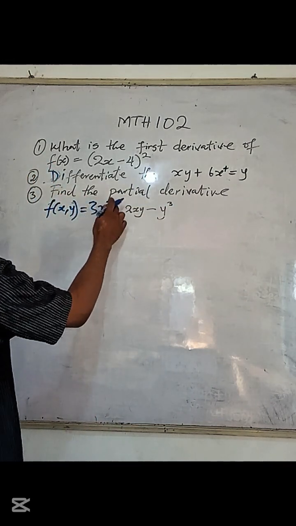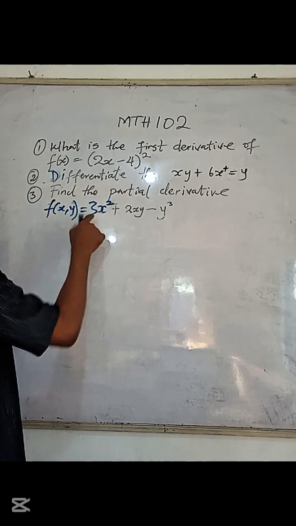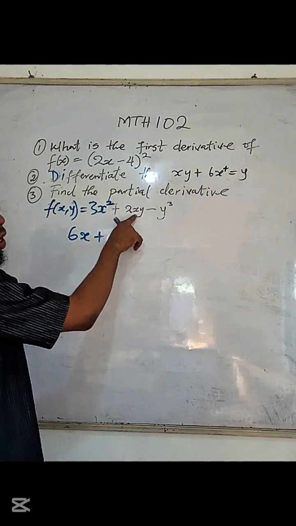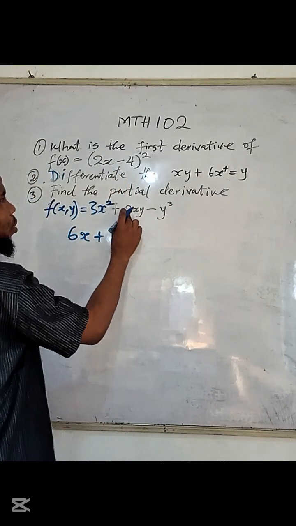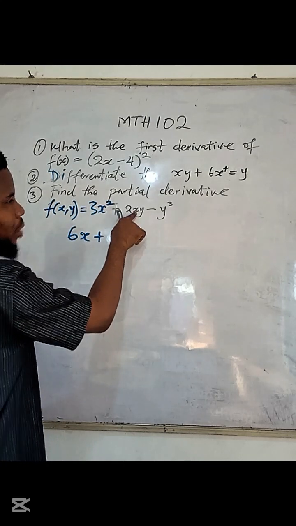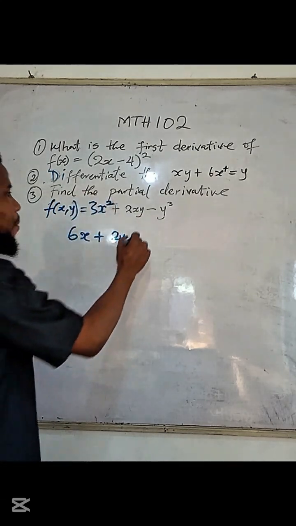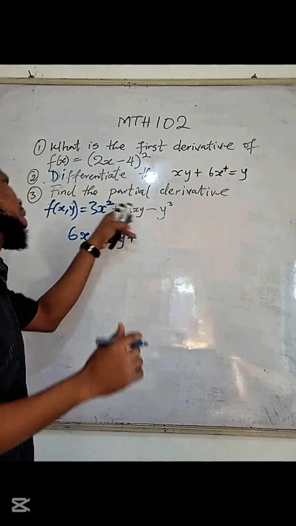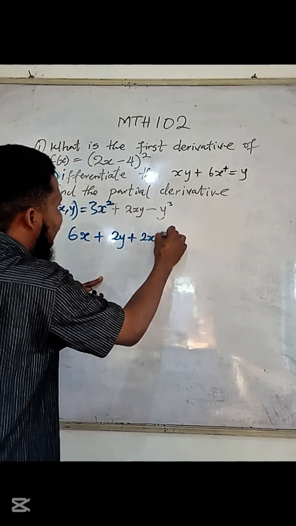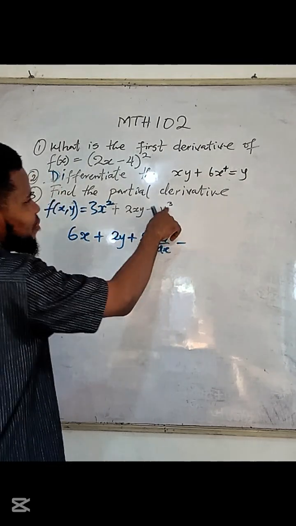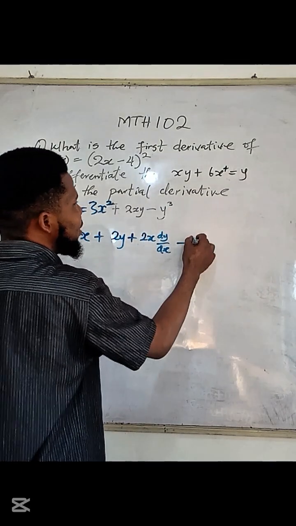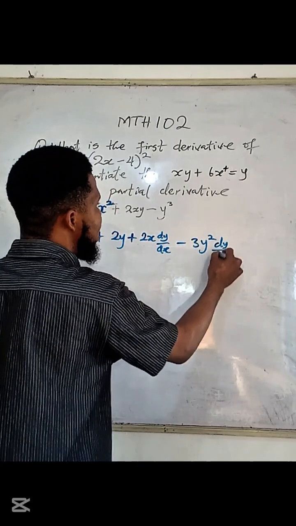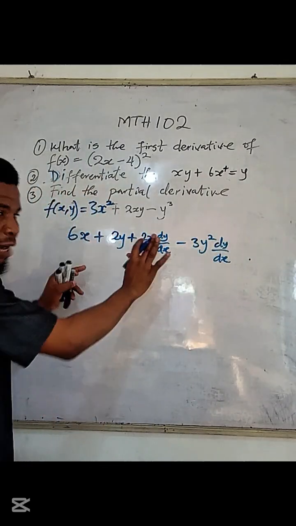So if you differentiate what you have, 2 times 3, that's 6x, right? Plus, now this one is closed up. So differentiate x first. If you differentiate x, that's 2y. Remember, this one is just 2, multiplied by y, 2y. Plus, now differentiate y. That y is just y, that's the dy/dx, right? Multiplied by this one, that's 2s dy/dx. Minus 3y squared, the dy/dx. That's how we work.